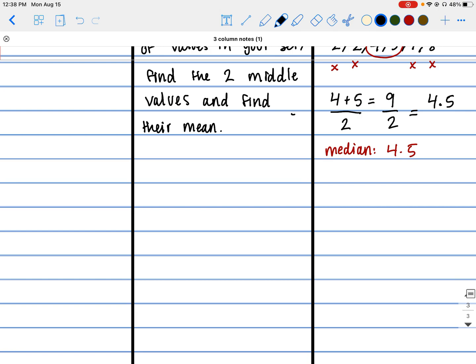Last M, mode. And the mode is the value in a data set that occurs the most frequently or the most often.